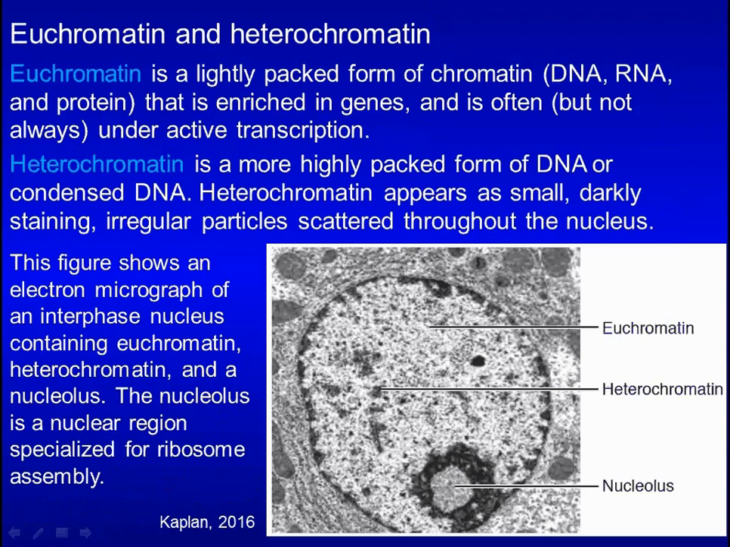Euchromatin is a lightly packed form of chromatin that is enriched in genes, and it is often under active transcription. Heterochromatin is a more highly packed form of DNA, or condensed DNA. Heterochromatin appears as small, darkly staining, irregular particles scattered throughout the nucleus. For example, in this cell, heterochromatin is seen scattered in the middle and in the periphery of the nucleus.